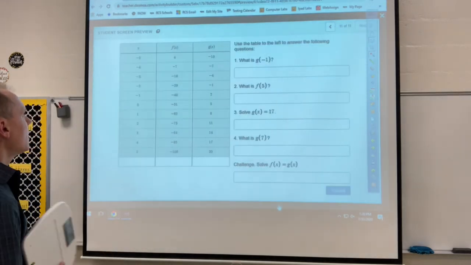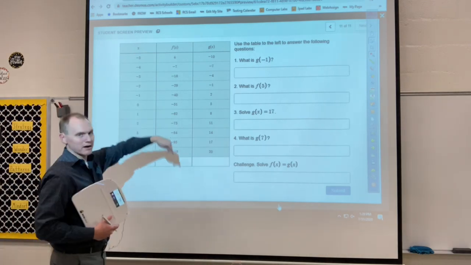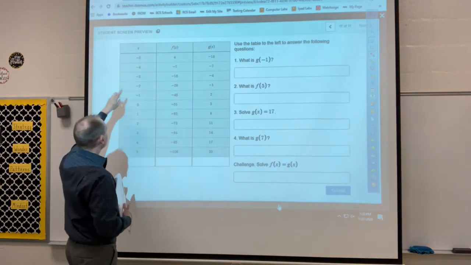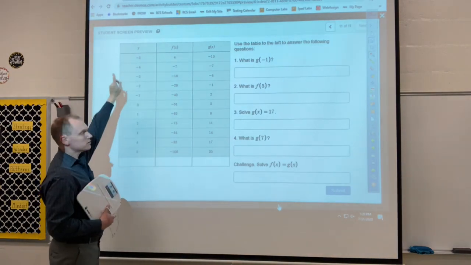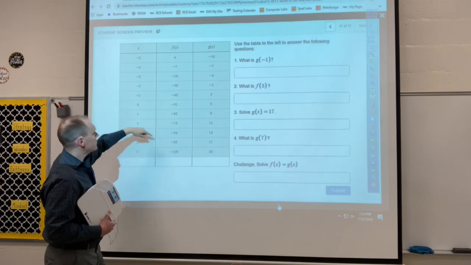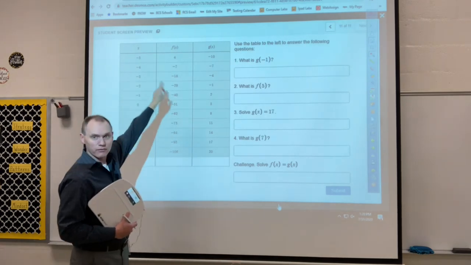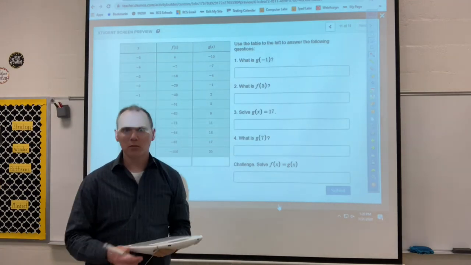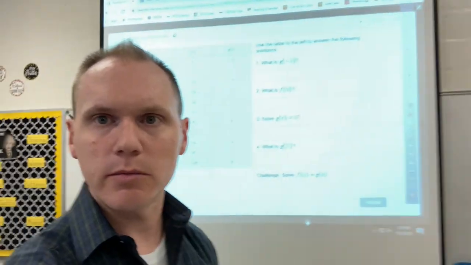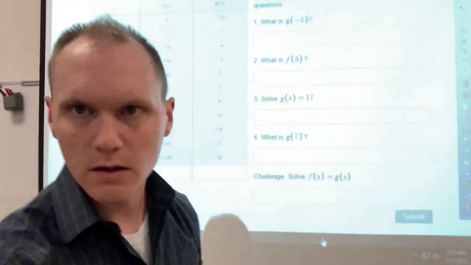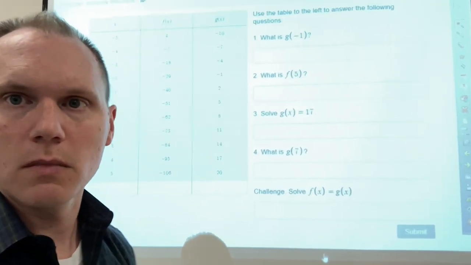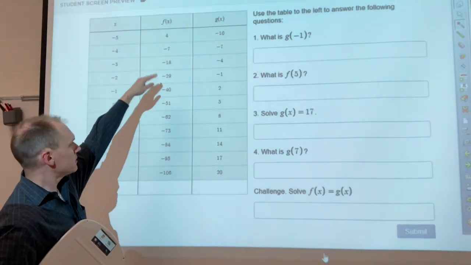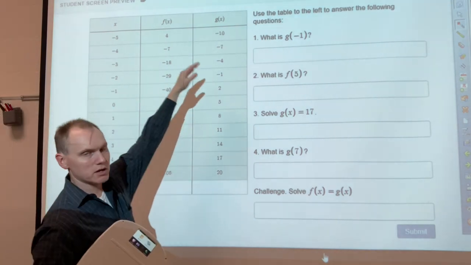All right, last one here. I've got actually 3 columns now, so I want to describe this first and then we're going to get into the questions. We have our X column here, just as always, and then we have our outputs for F here, and our outputs for G here. Let me bring it a little bit closer so you can see that better. Okay, so we have our X values here, the corresponding outputs for F here and G here.